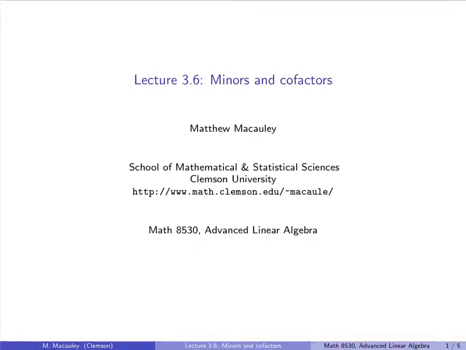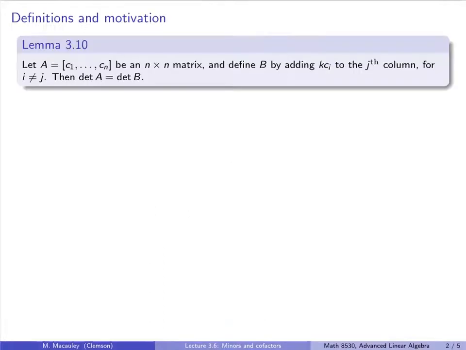Welcome to Lecture 3.6, Minors and Cofactors. We'll start with a simple but useful lemma. If A is a matrix with columns C1 up to Cn, and we construct a new matrix by adding any scalar multiple of the ith column to the jth column, for i different than j, then the determinant is unchanged.